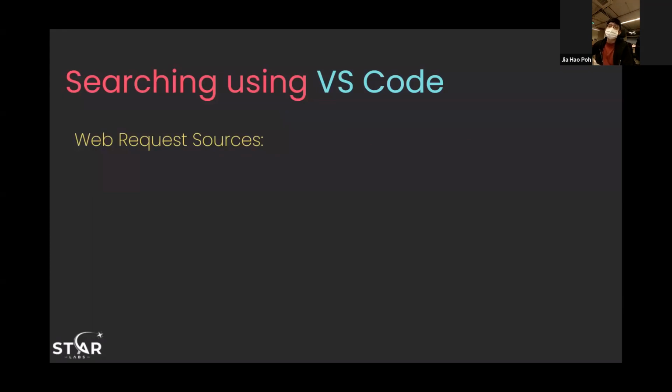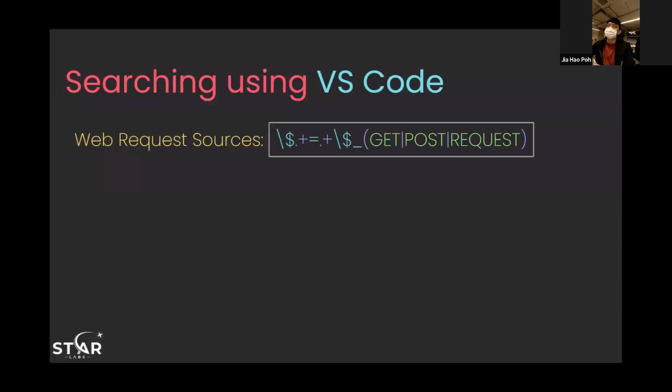Okay, so for some web requests, how do you find them using the search? An example regex would be like this. Of course, it's not the best. What this regex does is look for a dollar literal followed by any number of characters, followed by an equal sign for assignment, followed by any number of characters, and another dollar sign and underscore, and either one of these words. In this case, for PHP.